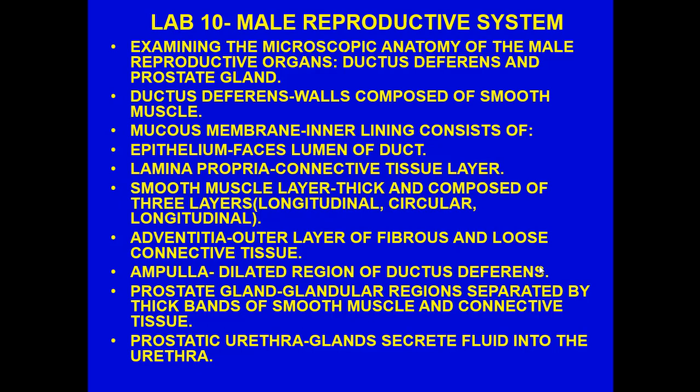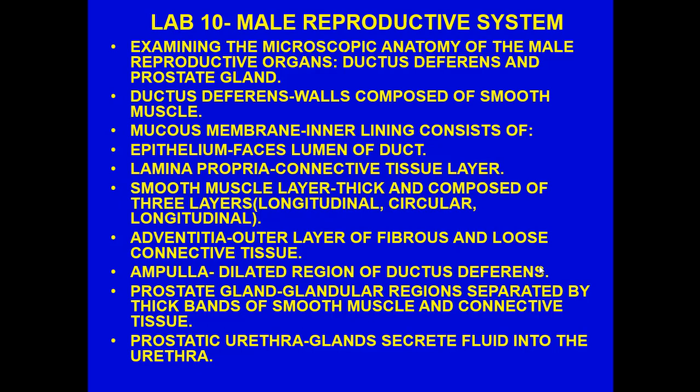From the lumen going into the first inner lining, you have the mucous membrane, which has, of course, epithelium, which faces the lumen of the duct, and then underneath it, the connective tissue layer, which is the lamina propria. Then you have smooth muscle layers, which are thick and composed of 3 layers: longitudinal, circular, and longitudinal again. Finally, you have the adventitia, which is the outer layer of fibrous and loose connective tissue.